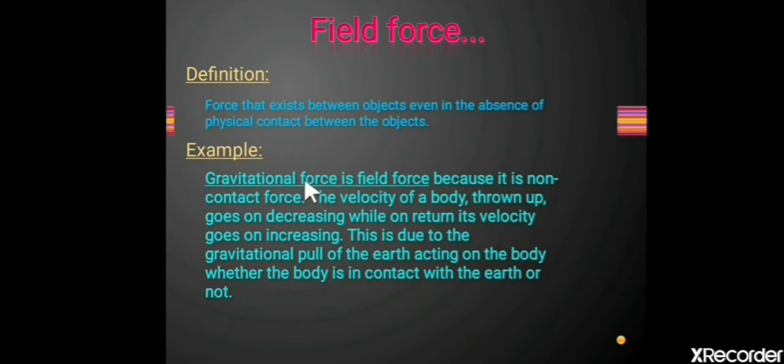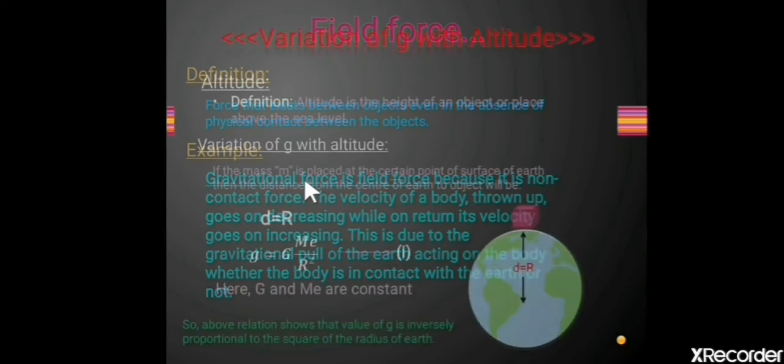It means that when an object is thrown in the upward direction, its velocity goes on decreasing, and at the maximum height its velocity will be 0, while on returning its velocity goes on increasing. This is due to the gravitational pull of the earth acting on the body. Whether the body is in contact with the earth or not, the gravitational force of the earth acts on the body. It means that gravitational force is a field force.